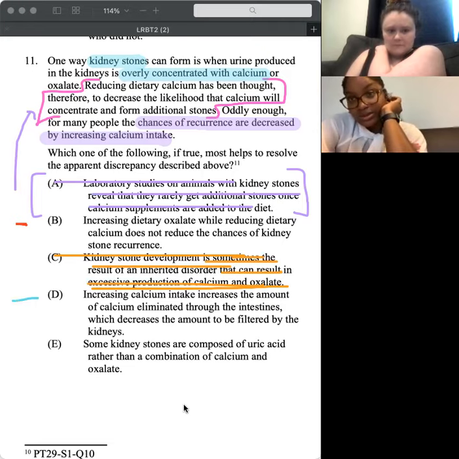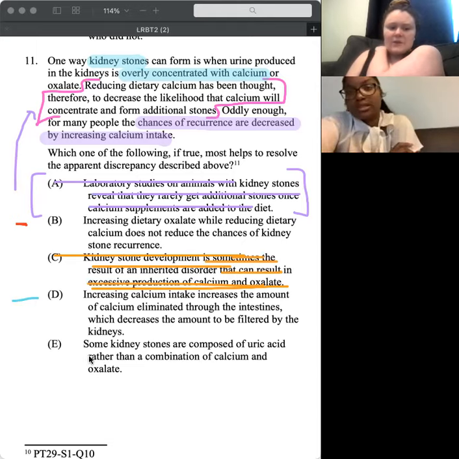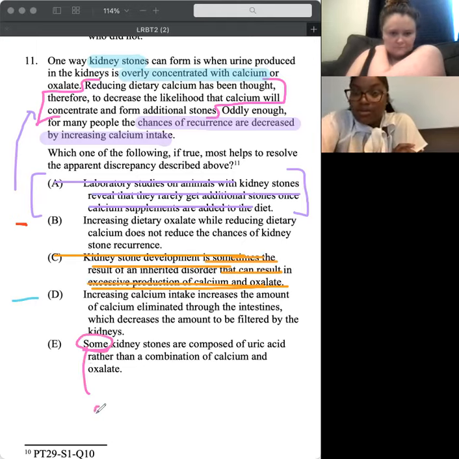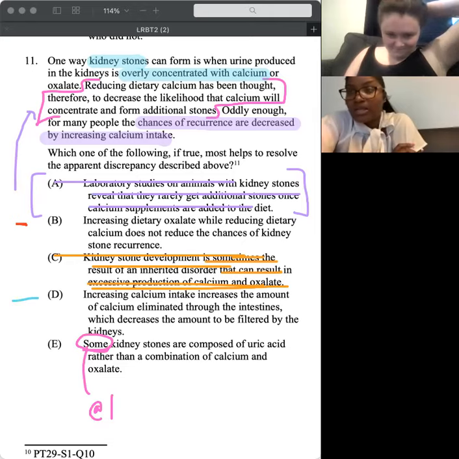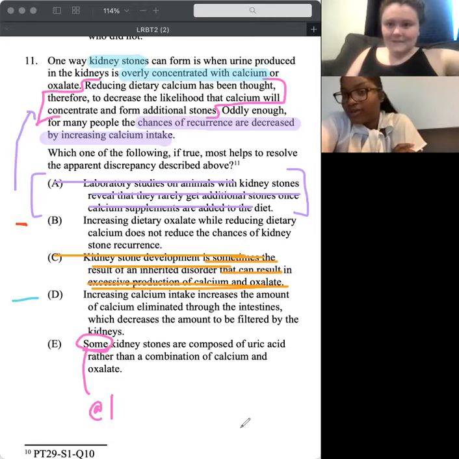I don't like that one. Some kidney stones are composed of uric acid. Yeah, we don't care about these other ones. We're talking specifically about this situation. And then just as review, what does "some" mean? Some is probably at least one. And then I guess "most" is more than 50 percent. More than 50 percent, yeah. Excellent.